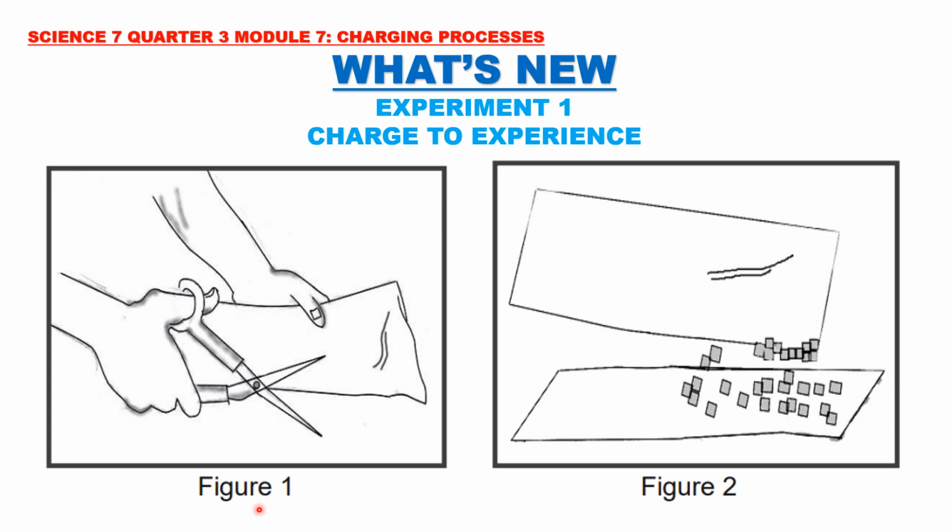Figure number 1 shows procedure number 1. So, cut small strips of paper and then rub tissue paper against a plastic cover. And then figure number 2 shows step number 3. So, place the rubbed plastic cover above the bits of paper and you will see something happening. So, there's attraction between the plastic cover and the bits of paper.